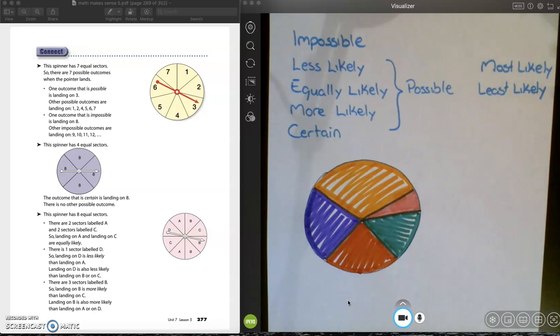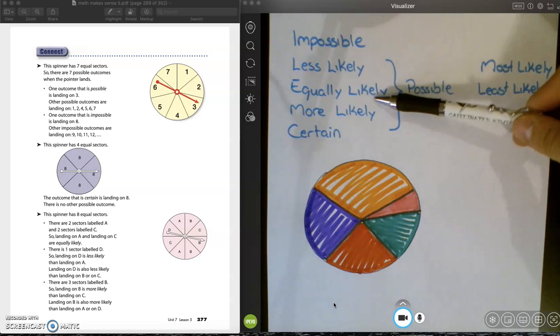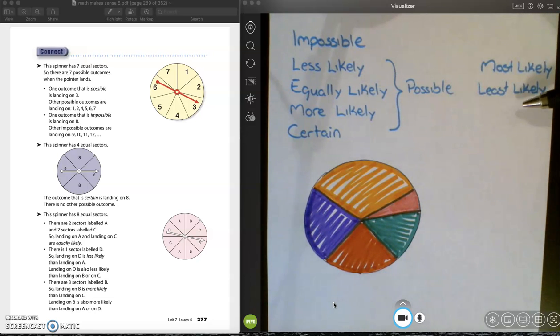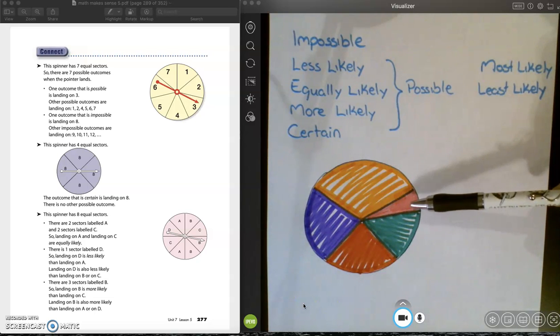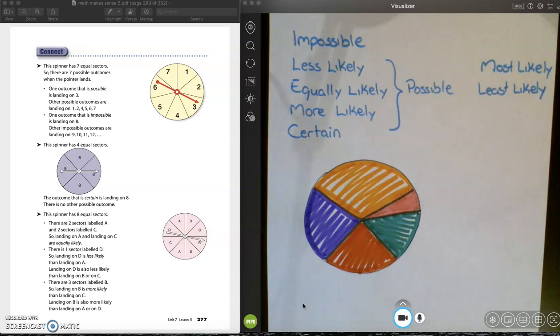A couple of the vocab words that may not show up so much in this unit, but you'll start using a lot next year, are most likely and least likely, which are just an extension of more likely or less likely. They are different. Most likely means you have the best chance of getting it. So on this spinner, I am most likely to get an orange. I have the least chance of getting a pink because it's the absolute smallest. It's still possible to get a pink, but it is least likely.